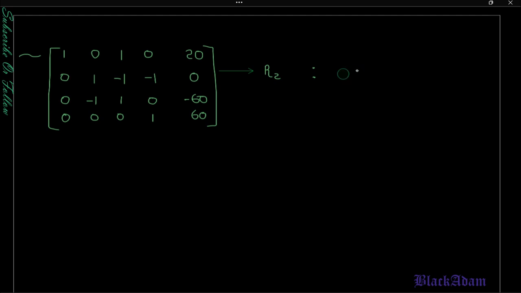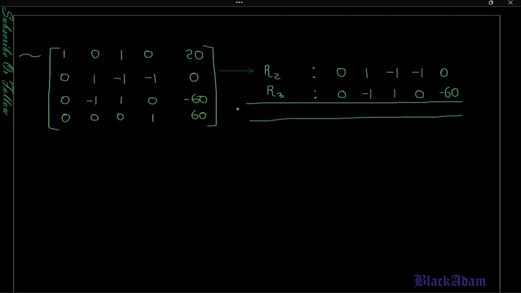So row 2 is going to be 0 1 -1 -1 0, and then row 3 we have 0 -1 1 and 0 with -60, and then we add them together. Then we add row 2 plus row 3, and all of that we put into row 3. Okay, so that's 0 0, that's 0, and that is -1, and that is -60.